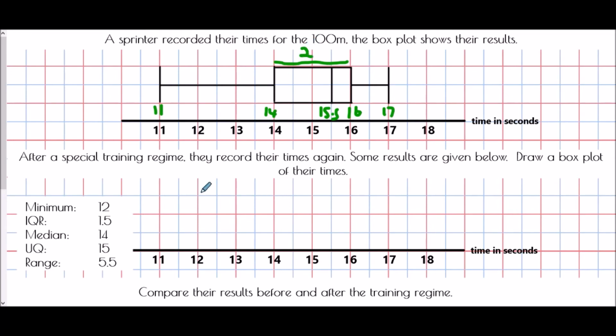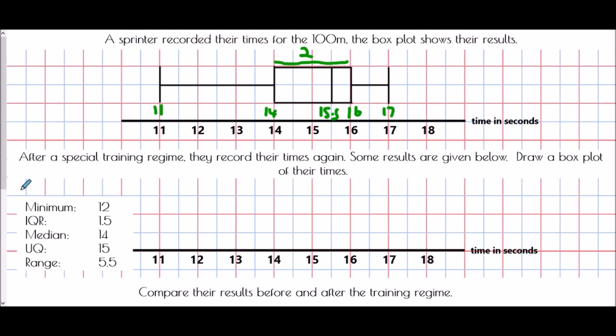So before we've done anything, I've just read off the different values from the graph to see what we're going to come to next. So we're told that after a special training regime, they record their times again. Some results are given below. Draw a box plot of their times.